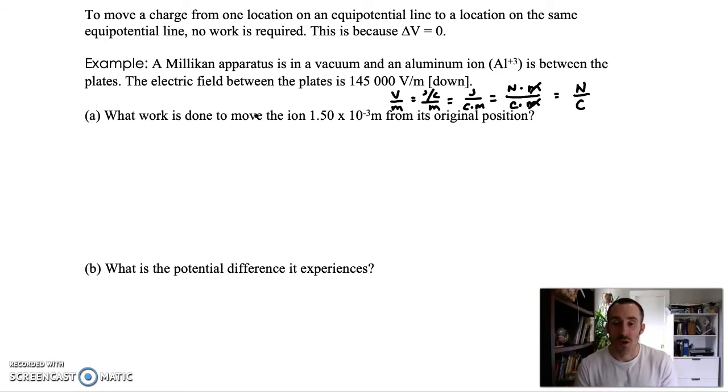So we're looking for what work is done to move the ion this far from its original position, 1.5 times 10 to the negative 3 meters. So here's our situation, top plate, bottom plate. The field is pointing down.